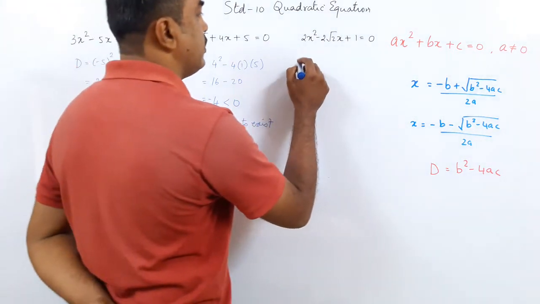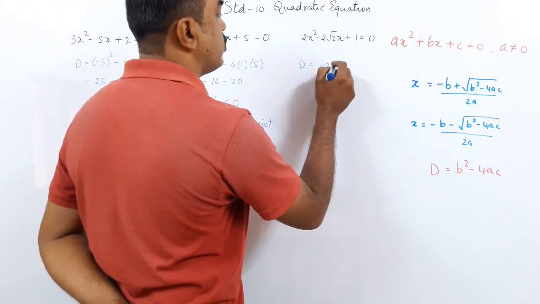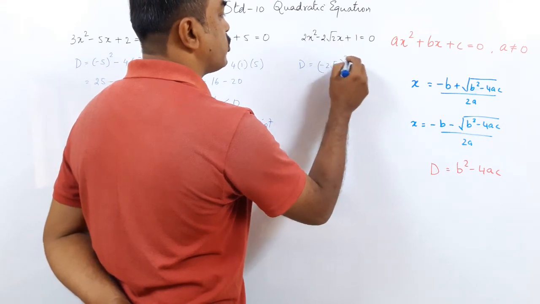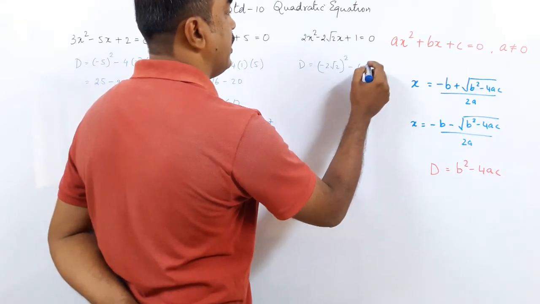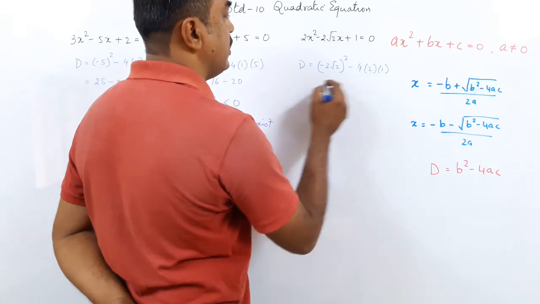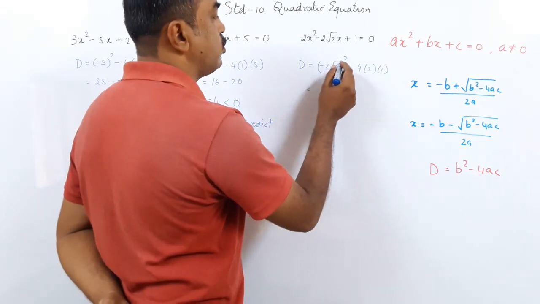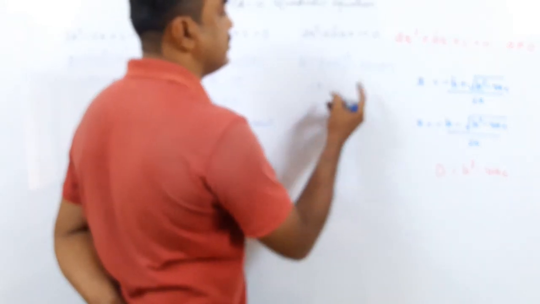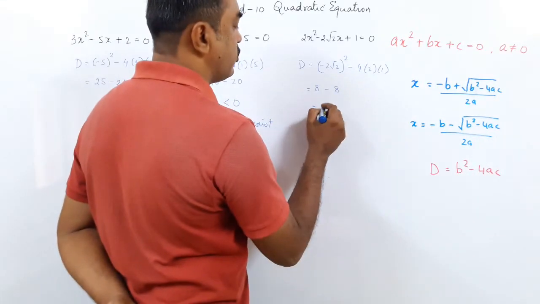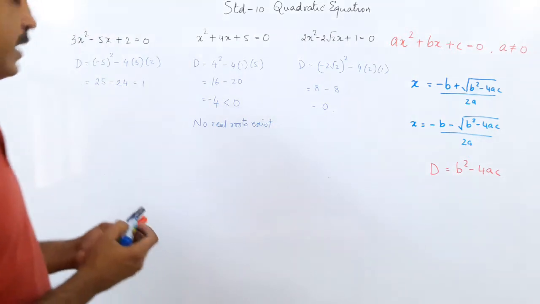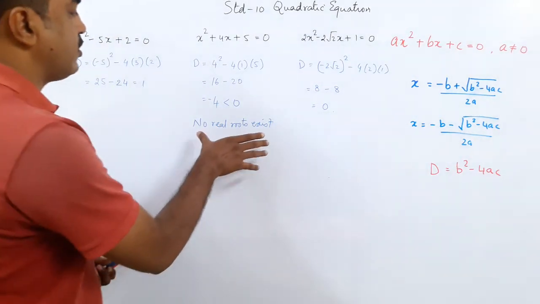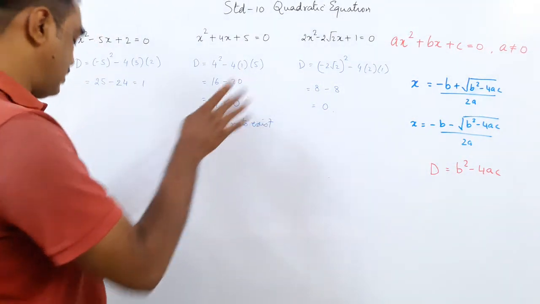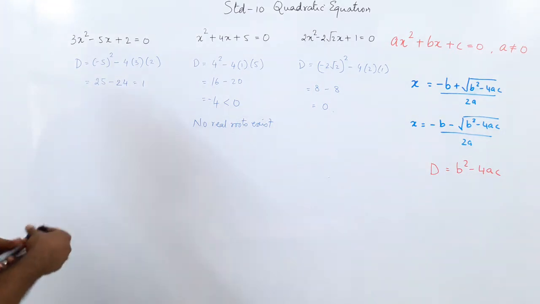For this one, D is equal to minus 2 root 2, the whole square, minus 4, a is 2, c is 1. So what is this? Root 2 squared is 2 and 2 square is 4. 4 2s are 8. 8 minus 4 2s are 8 equal to 0. Only one real root exists. So here we have got nothing to do. Here roots will not exist. Minus 4 is less than 0. Here we will see the roots.